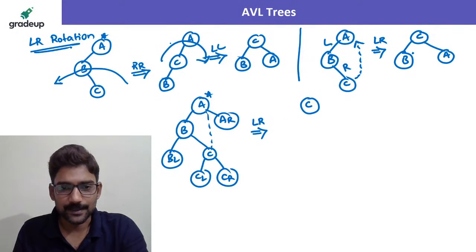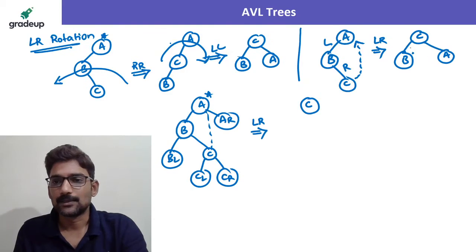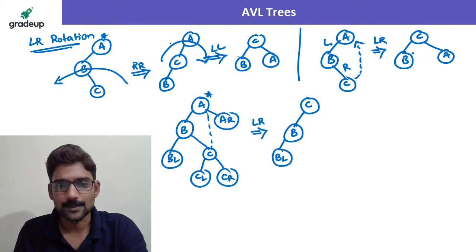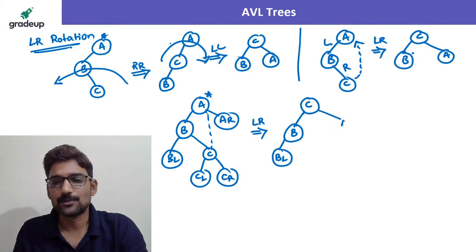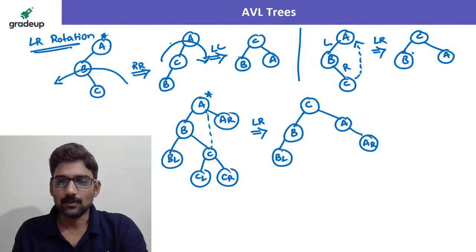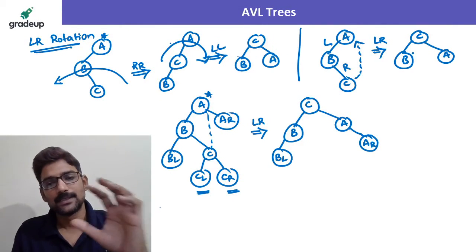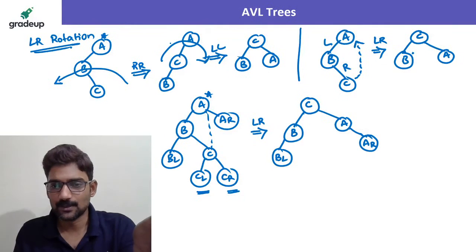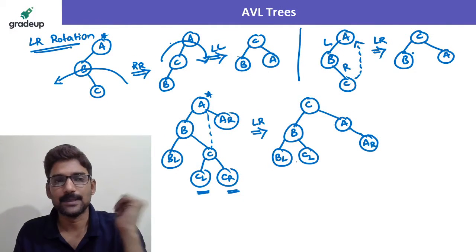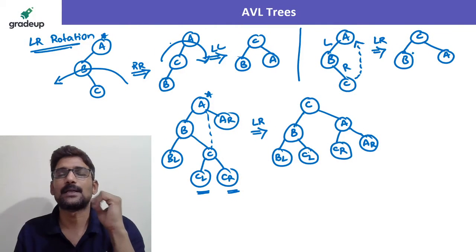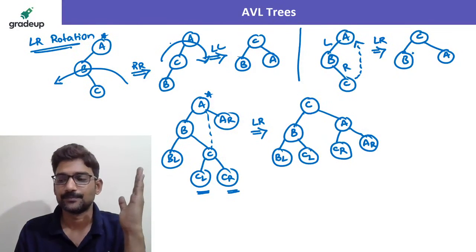C becomes parent. And you observe this. B will be as it is. So B and B left will not change. A becomes right to C. Now we have to include C left, C right. C left will be on the left side of C only, but as B's right. C right will be on the right side of C only, but as A left.